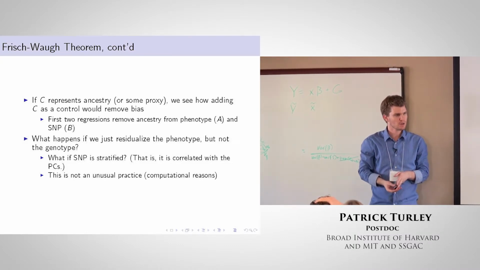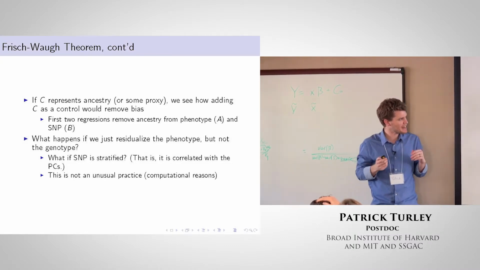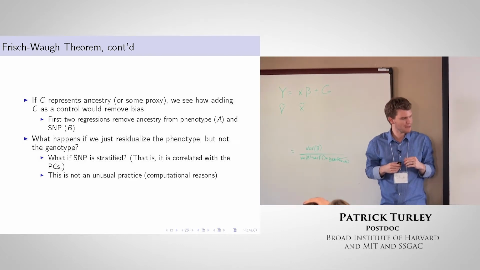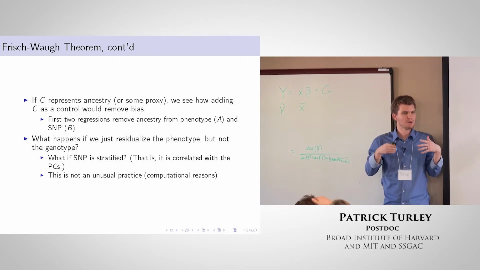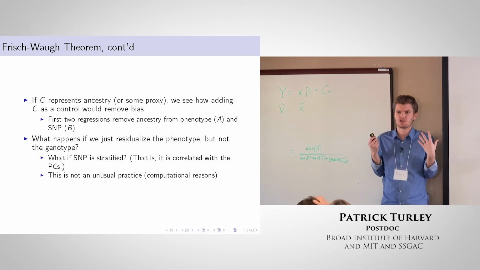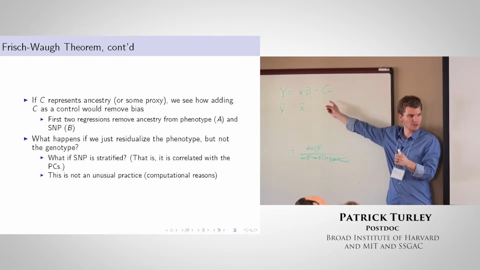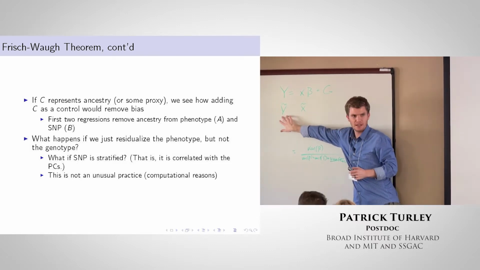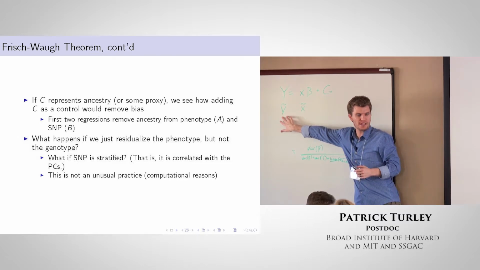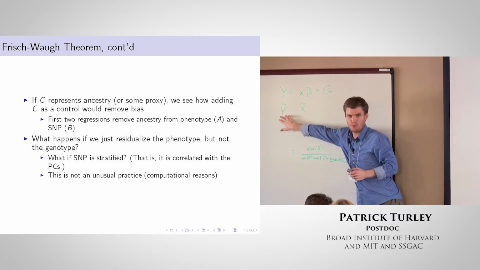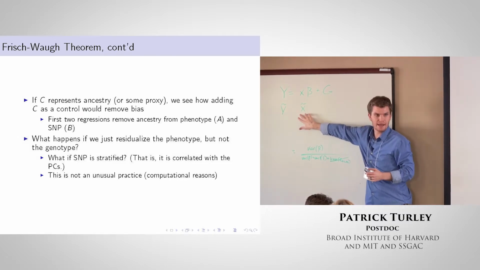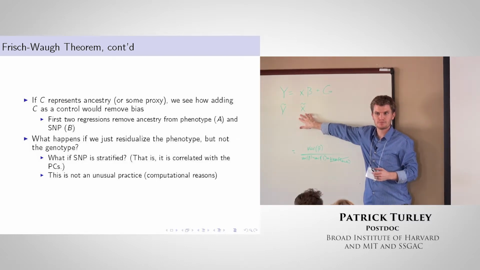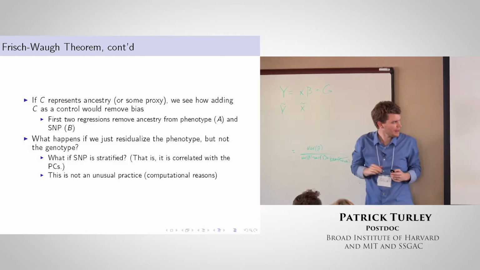So by adding these principal components in, we're removing the variation that was creating all of these biases. That's a technical way to help you understand what we mean when we say we're controlling, and how that works. When we say we're controlling, it's because we're removing the variation that is predicted by the controls from both the phenotype and the genotype. Okay?